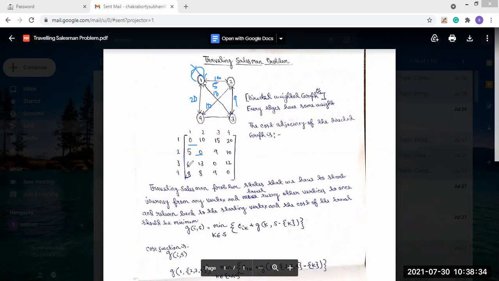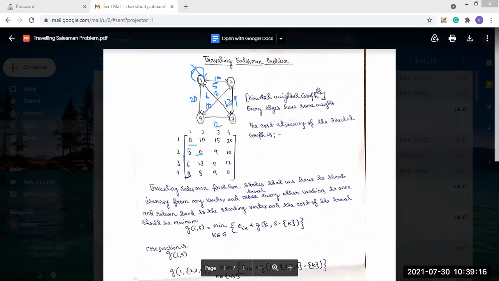From 3 to 1, the value is given as 6. They are bidirectional, so that's why 3 to 1 is given as 6. From 3 to 2, the value is given as 13. From 3 to 3, it is 0 because there is no self loop present, which means there is no path. From 3 to 4, the value is given as 12. So this is also bidirectional.